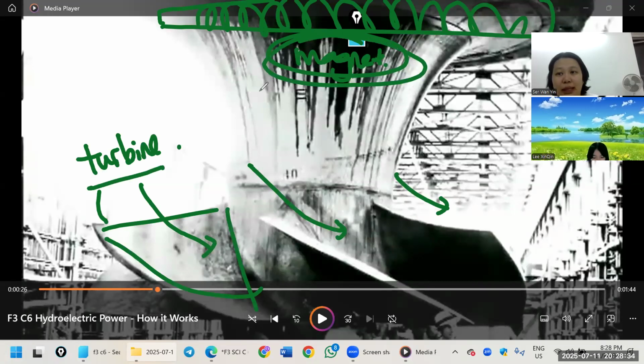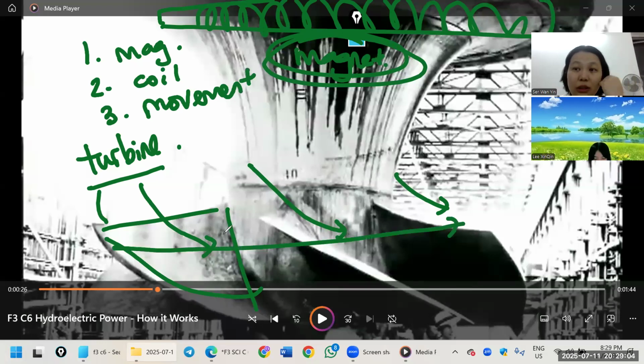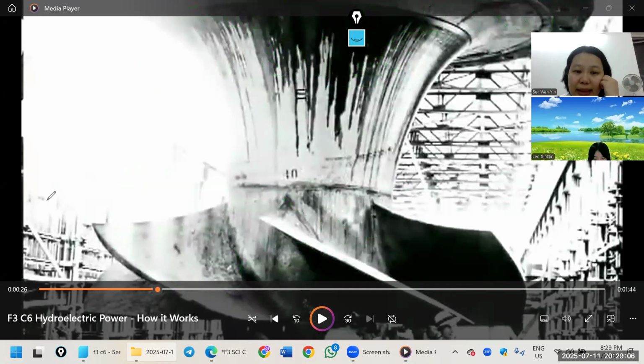So may I know inside generator need to have two things? What are the two things? Yes, magnet and wire coil. Just last week we also learned number 1 we need magnet, number 2 we need wire coil, number 3 we need movement. No movement, also no current. So we need to turn the turbine, so turn the magnet.